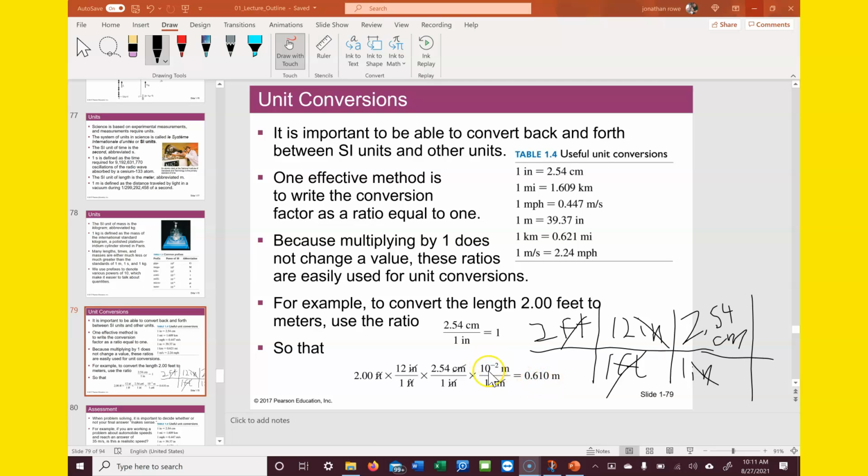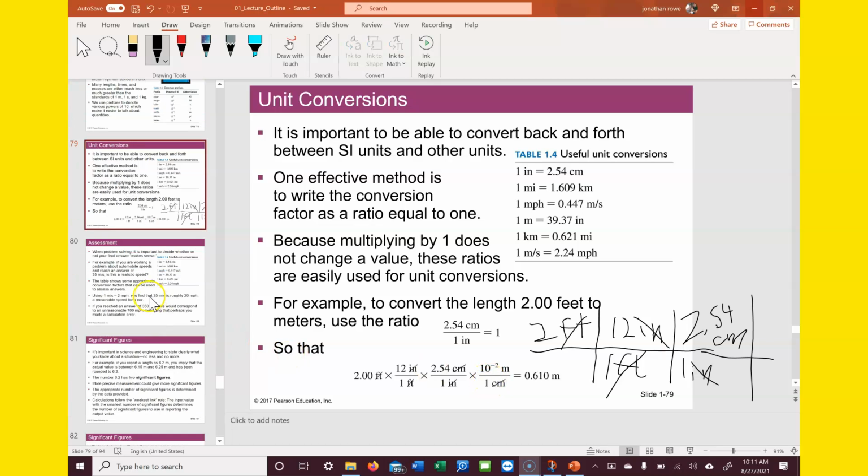Notice how they put 10 to the negative 2 meters is 1 centimeter. That's the same thing. The 10 to the negative 2 is the same thing as putting a 100 on the bottom of that fraction, which is what I did. But either way you want to think about that is fine.